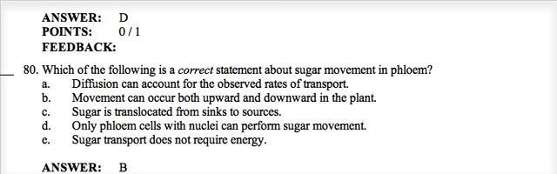Okay, the answer is B. Movement can occur both upward and downward. And of course, because we need sugar everywhere in a plant, it's going to move everywhere it needs to be via the phloem. I'm trying to explain why the rest is wrong.